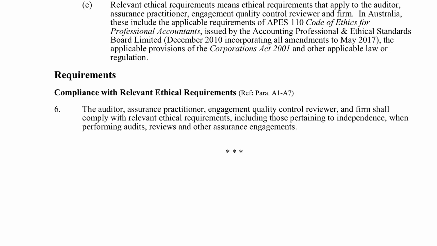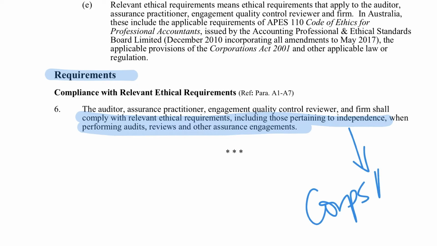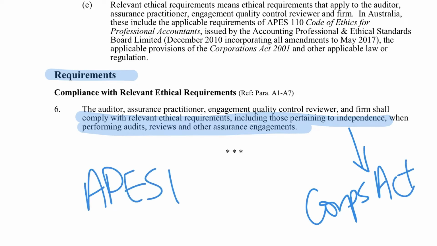the requirements, and remember for my Australian students, the requirements are the legally enforceable parts. They say that they shall comply with relevant ethical requirements, including those pertaining to independence, when we do audits, reviews, and other assurance engagements. So here we have to comply with the independence requirements and the declaration under the Corporations Act, and we have to apply the ethics requirements under APES 110. On to the last page.